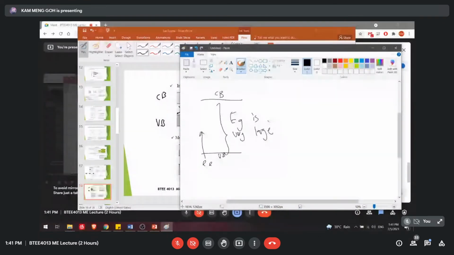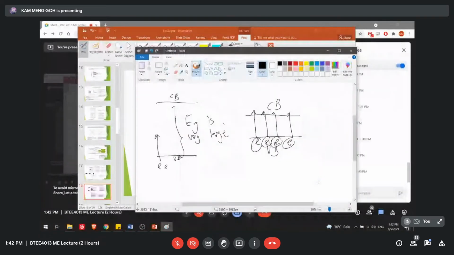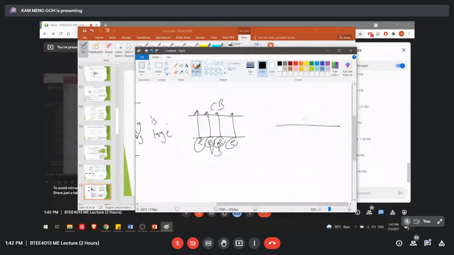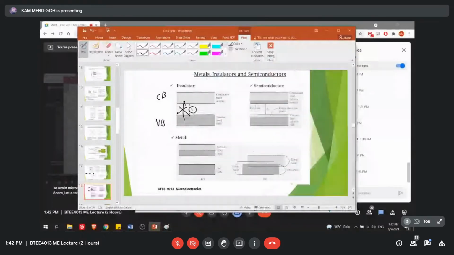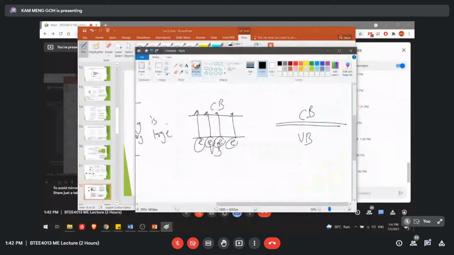Okay, then the semiconductor will be closer to the valence band, so the electron here can move when provided with energy. And then the metal or the conductor, somehow the conduction band and the valence band overlap with each other. So that's why the electron can move freely. That's why when you say the metal is a very good conductor, it's because the electron will keep on moving from here to here, from here to here, from here to here.